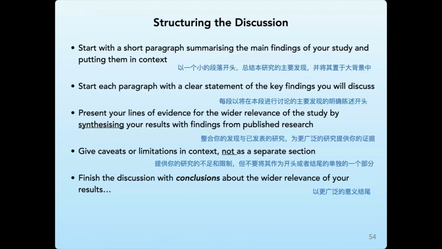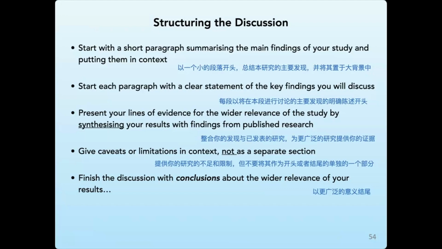So when we think about the structure of the discussion, it's nice to start with a short paragraph that just summarizes the key findings of the study, puts them in context, and gives a statement of whether or not you've addressed or met your study aims, whether you've rejected any of your hypotheses. This can just be a few sentences that provides a bit of a backdrop for the reader to understand what you're going to discuss and why.